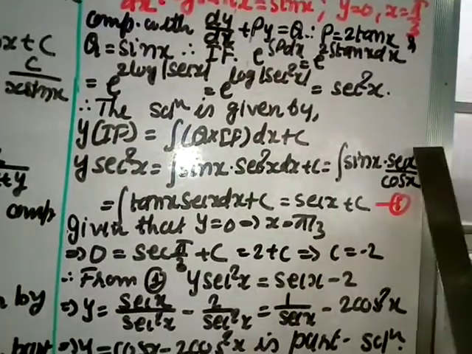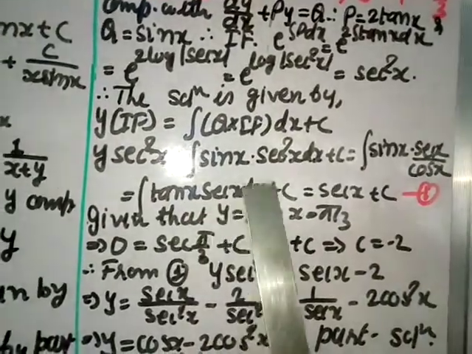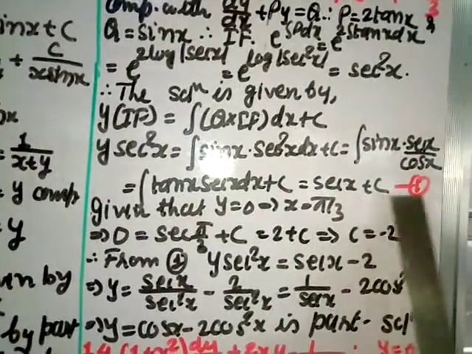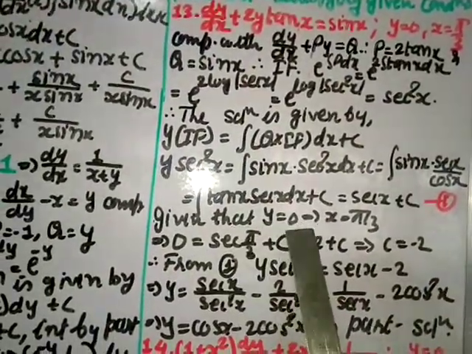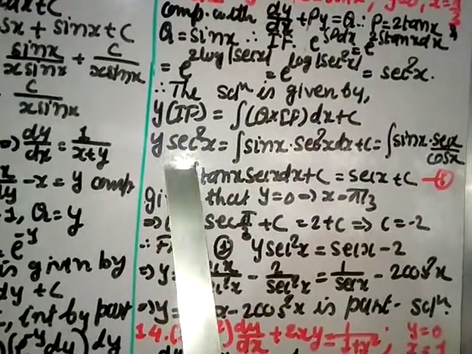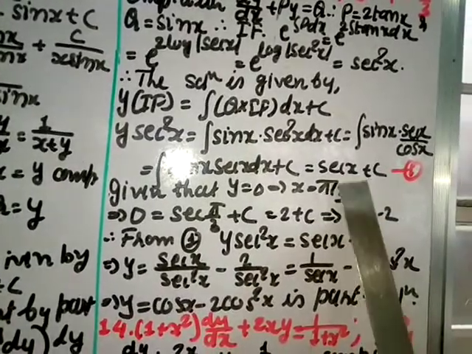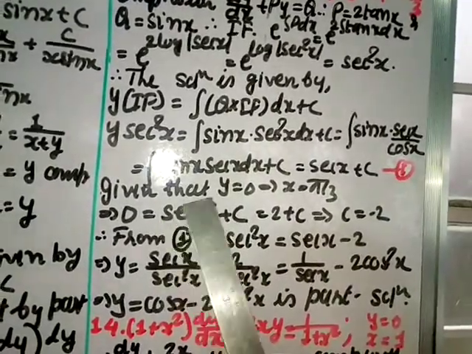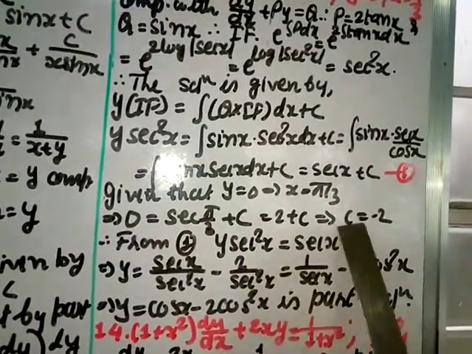This sec square I am writing as sec by cos, so sin by cos can be written as tan x into sec x, and this integral is sec x plus c. Call it number 1. Now use the condition given that y is equal to 0 when x is equal to pi by 3. So put y equal to 0, so this part is 0, equal to sec x at pi by 3, so sec pi by 3 plus c. Sec pi by 3 value is 2, so c value is minus 2.